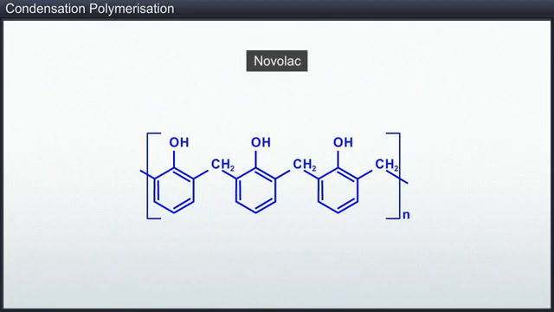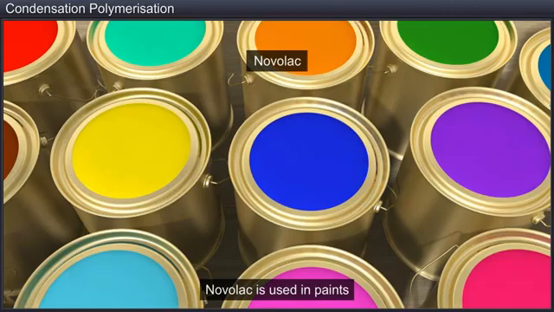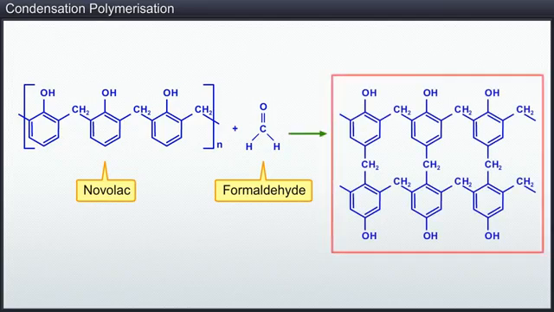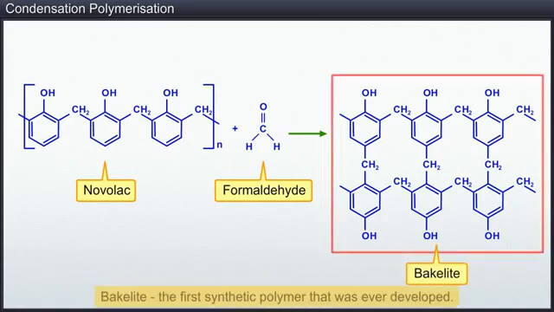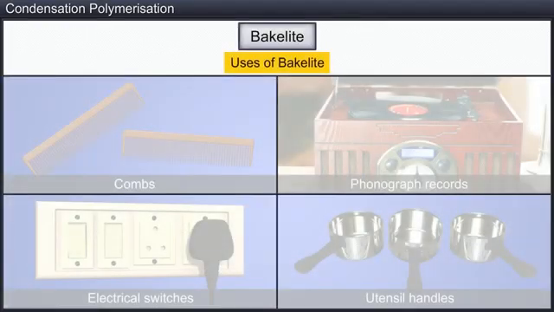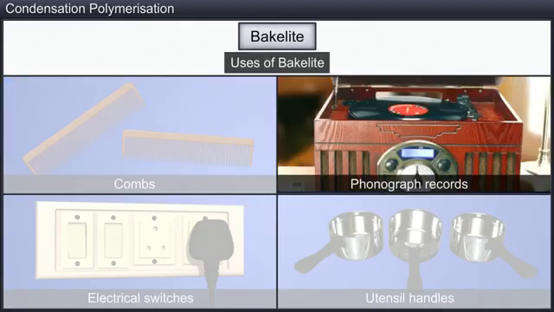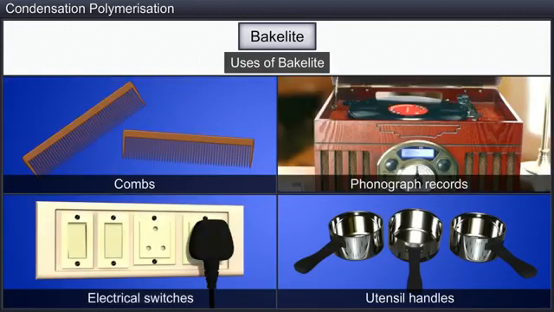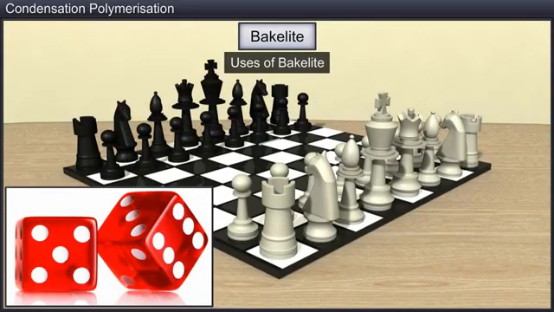For example, the linear structure shown here, known as Novolac, is used in paints. When Novolac is heated with formaldehyde, many cross-links between the chains develop. This cross-linked, rigid three-dimensional structure is called bakelite, the first synthetic polymer that was ever developed. Bakelite can be used to make combs, phonograph records, electrical switches, and utensil handles. Bakelite is also used as a porcelain substitute, such as in game pieces.